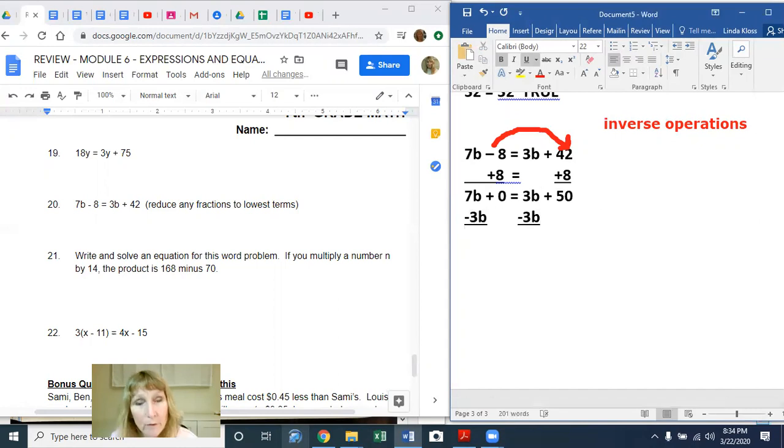Okay. 7b minus 3b is 4b is left. I'm going to get rid of the underlining. Drop the 0 equals, well, 3b minus 3b is 0. So 0 plus what's left, the 50. Drop the 0, 4b equals 50. Not quite done. Inverse operations, divide. Divide by, I heard it, 4. Very good. So I'm going to divide both sides by the number 4.